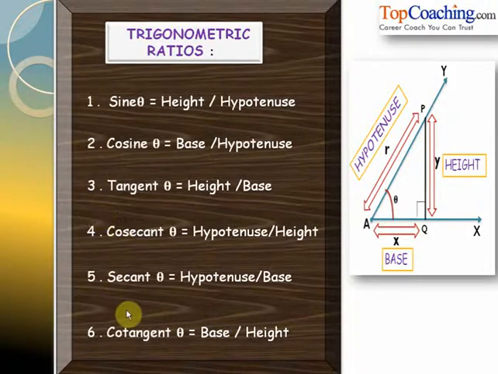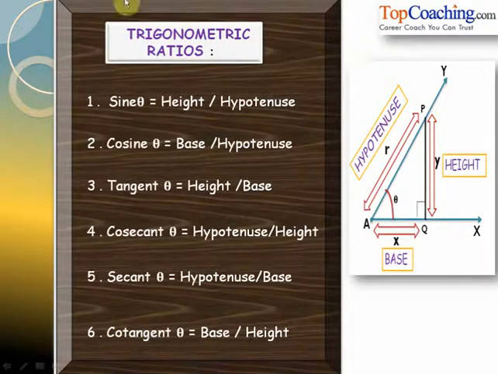So these are the 6 trigonometric ratios and these are defined this way only. So we have got to remember these 6 trigonometric ratios. That is, sine of theta is equal to height upon hypotenuse, cosine of theta is equal to base upon hypotenuse, tangent of theta is equal to height upon base, cosecant of theta is equal to hypotenuse upon height, secant of theta is equal to hypotenuse upon base, and cotangent of theta is equal to base upon height. Generally we call these sin theta, cos theta, tan theta, cosec theta, sec theta and cot theta.